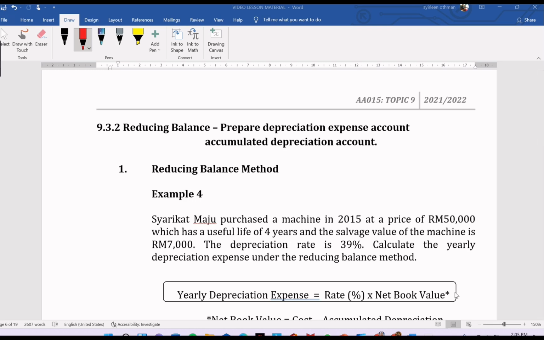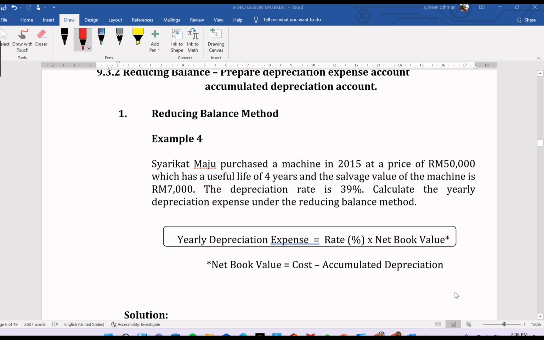Okay, next we are going to go through the second method to calculate the depreciation expense, that is reducing balance. Some books or notes you might come across with the term declining balance. Reducing balance is slightly different from straight line, and the calculations for each year will differ because the percentage given is calculated based on the net book value, right? Okay, so we look at example 4.